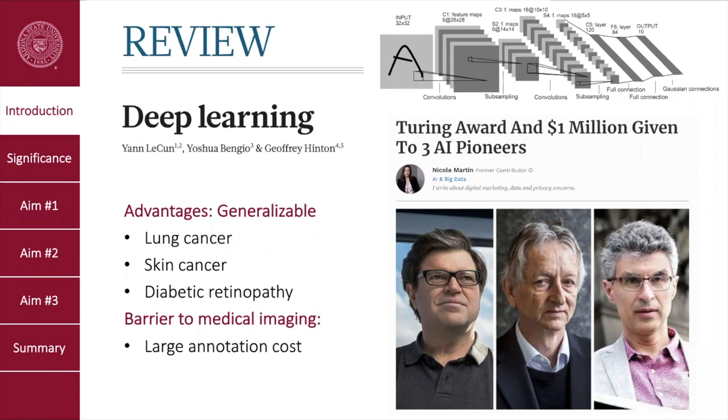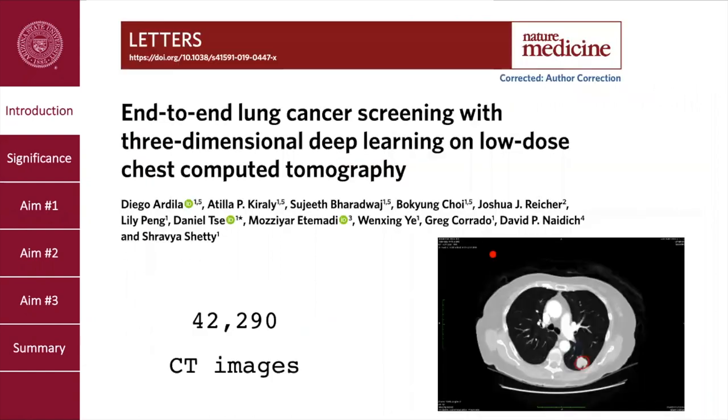However, the biggest barrier when applying deep learning to medical imaging is that it needs a huge amount of annotation cost. So what is the annotation cost? For example, to train a deep model for lung cancer detection, the human expert has to tell it where the lung nodule is and how big it is for every patient CT scan. So to achieve human-level lung cancer detection, the human expert has to annotate patient CT scans more than 42,000 times in such a way.